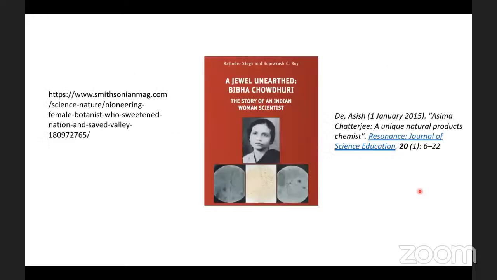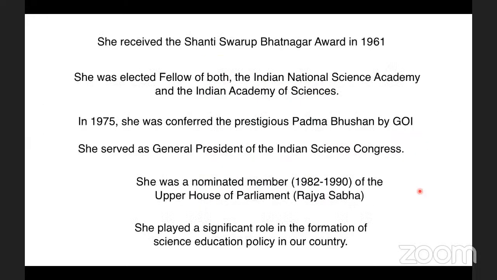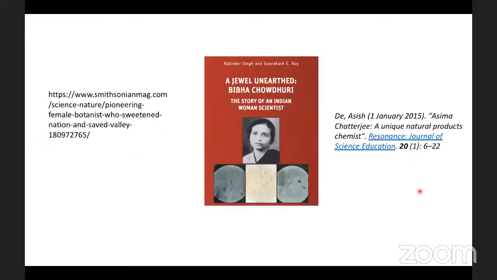Now, I think I'm more or less done with this, but I also want to have some discussions if you want to have one. There are many references that I use. I just want to show that I use mostly an article from Smithsonian magazine on Janaki Ammal. I use this book, A Jewel Unearthed by Rajinder Singh and Suprakash Roy on Asima Chatterjee. And this article in Resonance, called Asima Chatterjee, A Unique Natural Products Chemist by Ashish Dey, I used.